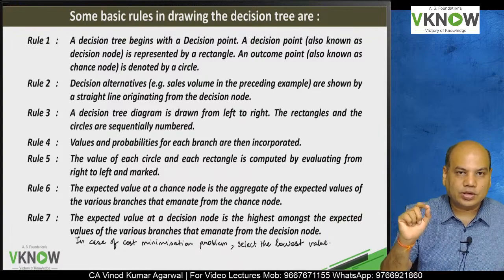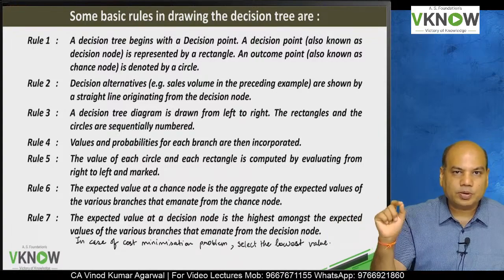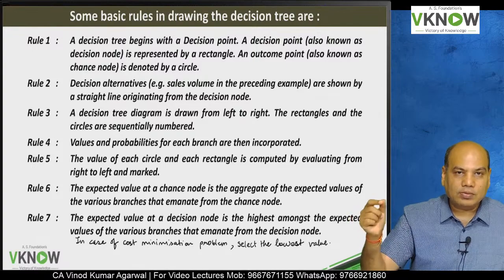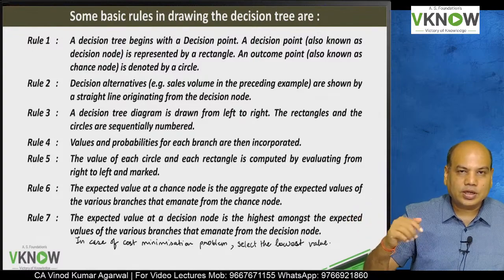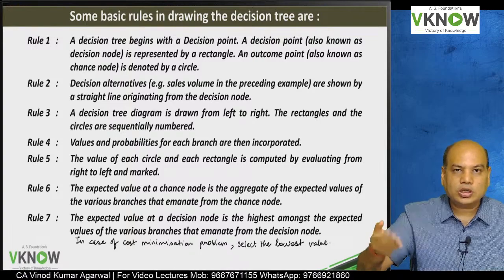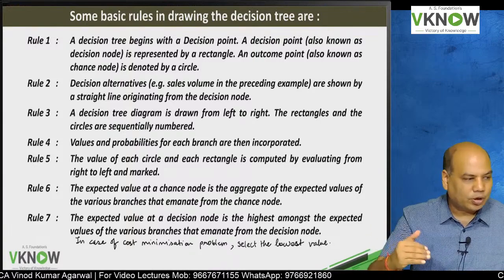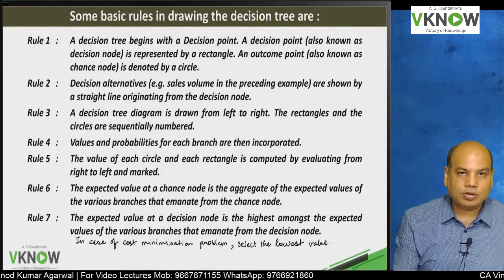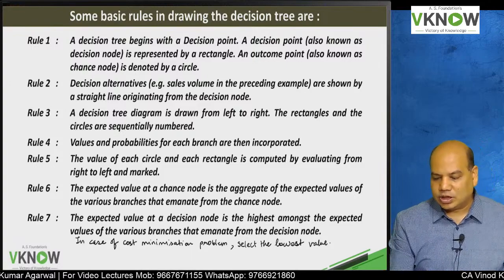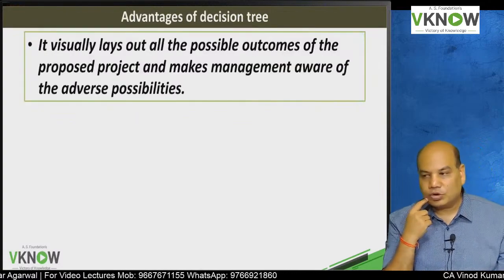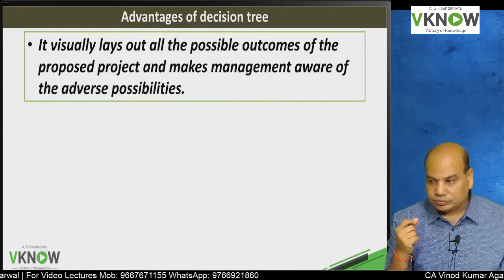Value of a chance node is expected value, that is probability into value. Value of a decision box is the highest number or the lowest number, depending upon what my objective of decision making is, whether I want to maximize the profit or minimize the cost.